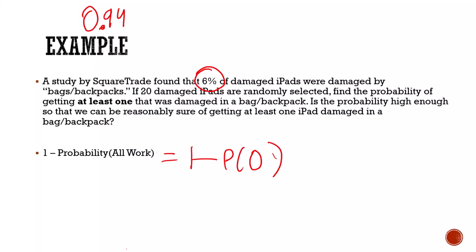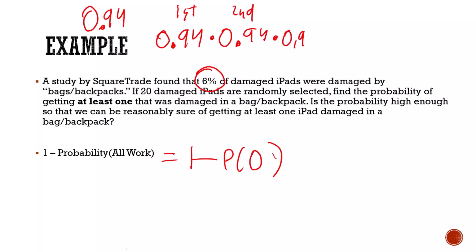But let's say I have 20 iPads, right? Well, each iPad being damaged by a backpack, those are independent events, right? So the probability that my first is not damaged, this will give me the probability that my first 2 are not damaged, right? This would be the third. How many times would I need to do this?